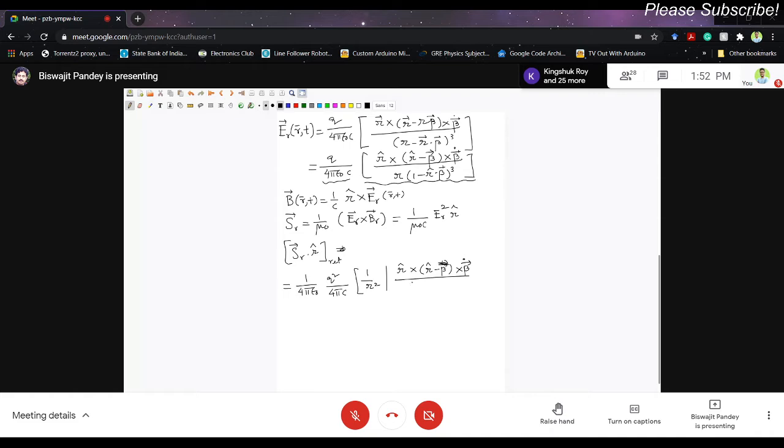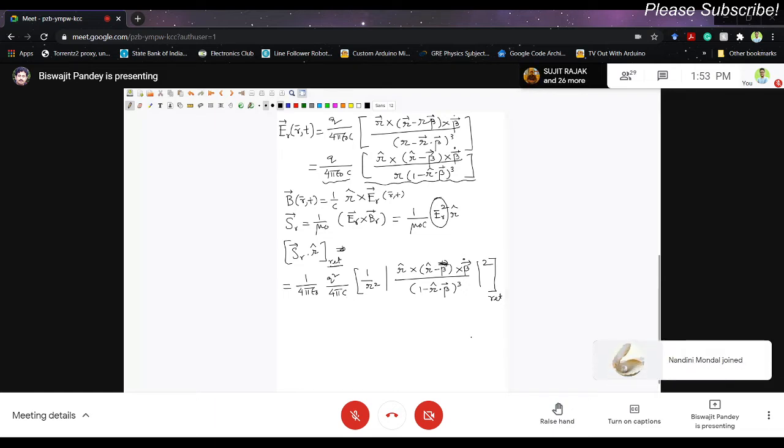this r square, which is taken outside. So I am writing (1 minus r cap dot beta) whole cube, and then the square of that whole thing, because you see this is E_rad square. I'm just squaring this whole thing and putting a third bracket here. You can write this or not, it's up to you. Retarded means this is the energy which was emitted at the retarded time t_r, not at time t. And now let us calculate something, which is the energy.